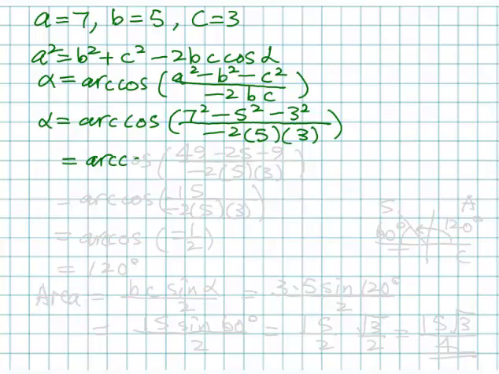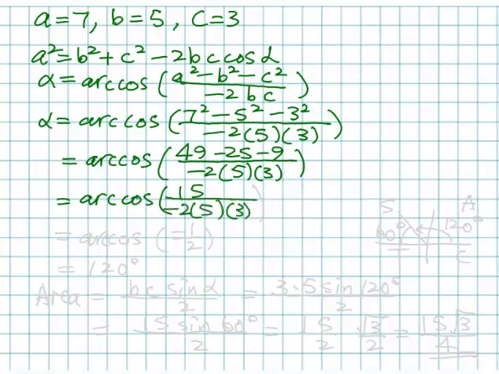We simplify to get arc cosine of 49 minus 25 minus 9 divided by negative 2 times 5 times 3. That's the same as arc cosine of 15 over negative 2 times 5 times 3. 15 divided by 5 divided by 3 equals 1. Then it equals arc cosine of negative 1/2. It is a common angle, and the angle is 120 degrees.